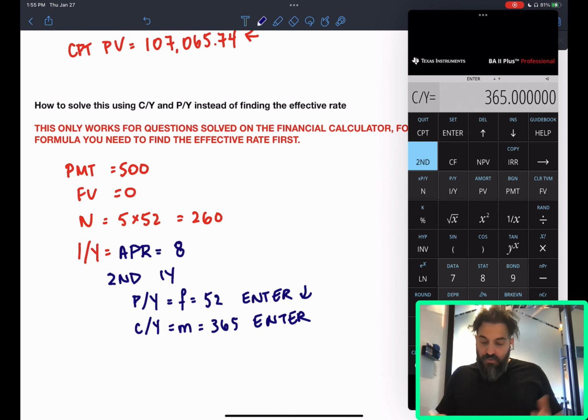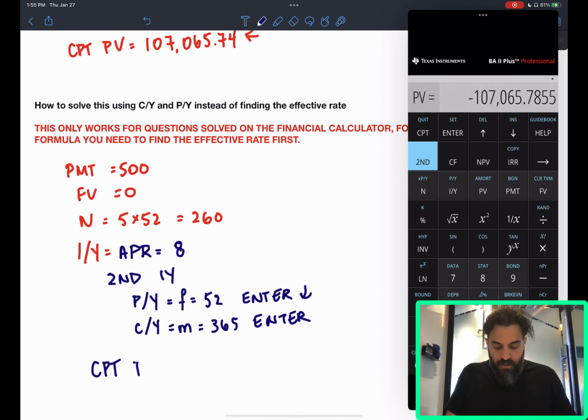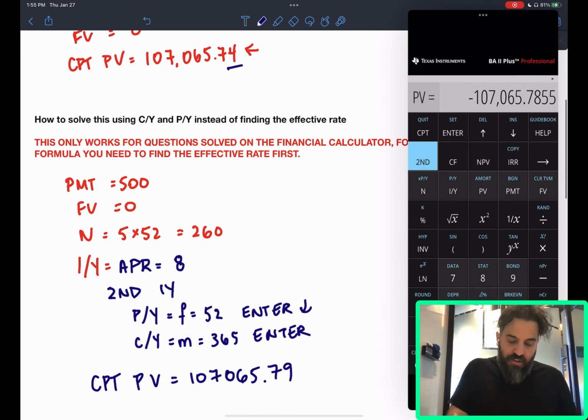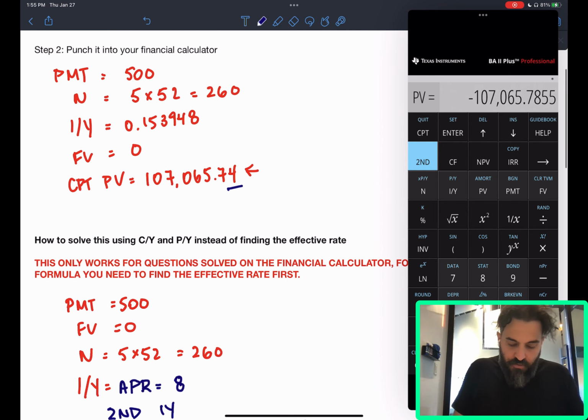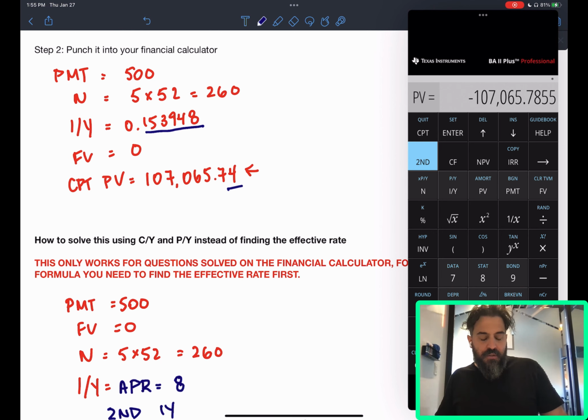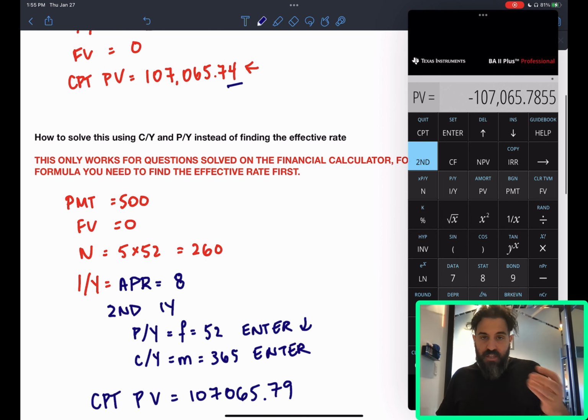Now, when you've done that, if you just get out of there by pressing clear and hit compute present value, you get the same answer as we did above. This one is actually off by 5 cents because this one is the exact answer since there's no rounding, and what I did before, I kept 6 decimal places. So anyways, either one would be acceptable.